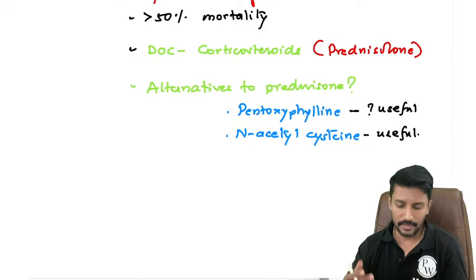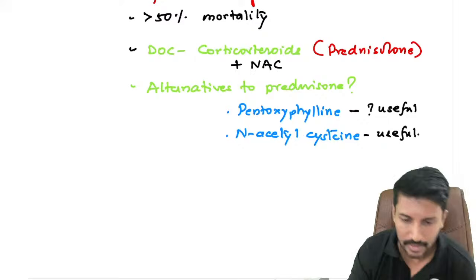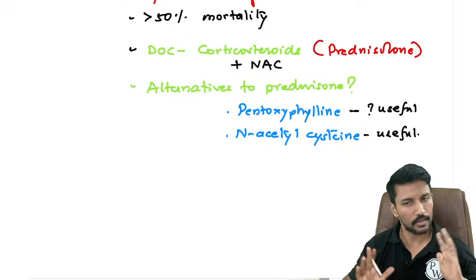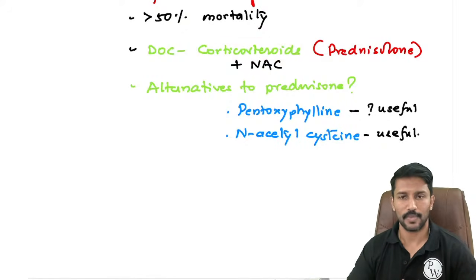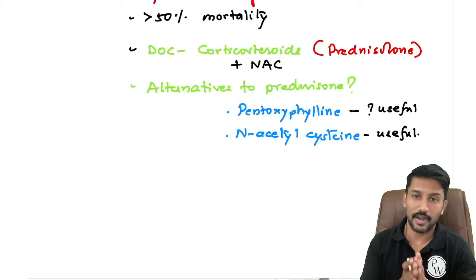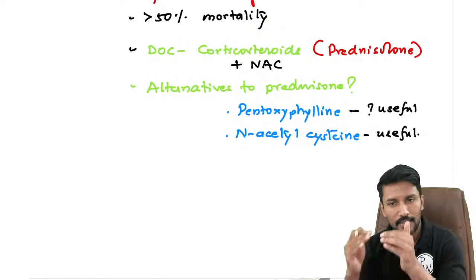So that's why many guidelines have revised and they mention that along with corticosteroids, adding N-acetylcysteine now becomes the drug of choice. If you want to write it, you can, or you can omit. You can just mention that corticosteroids are the drug of choice. Now, if you have time, if you can remember and if you can replicate, right, you can also write the approach.